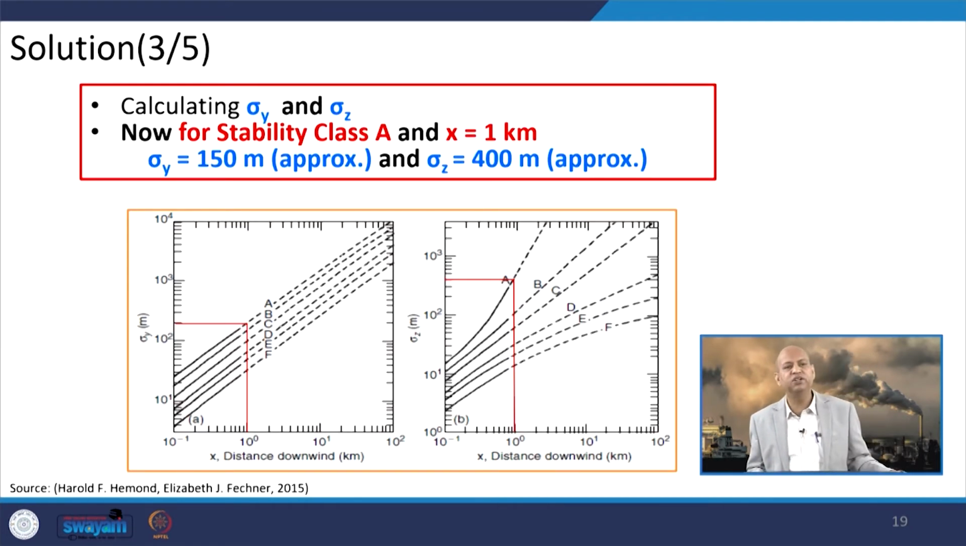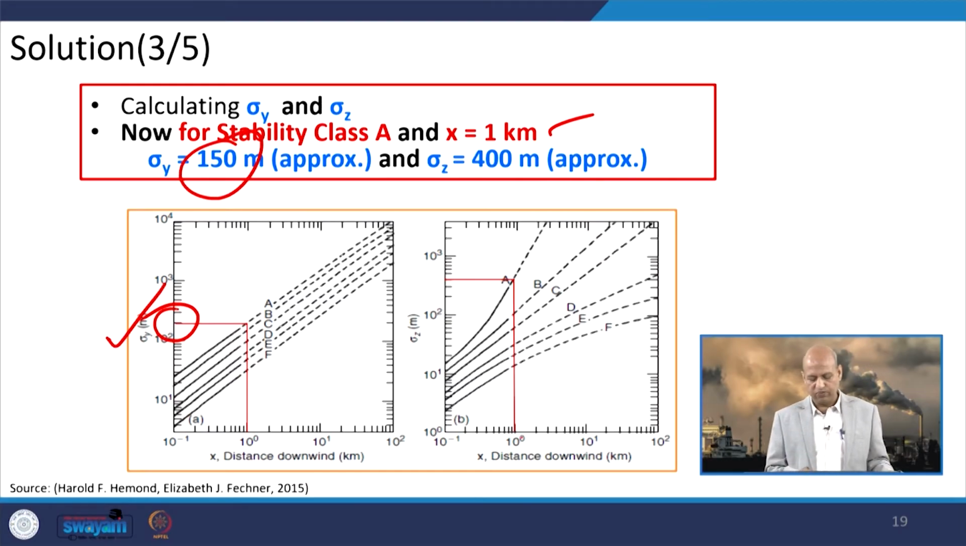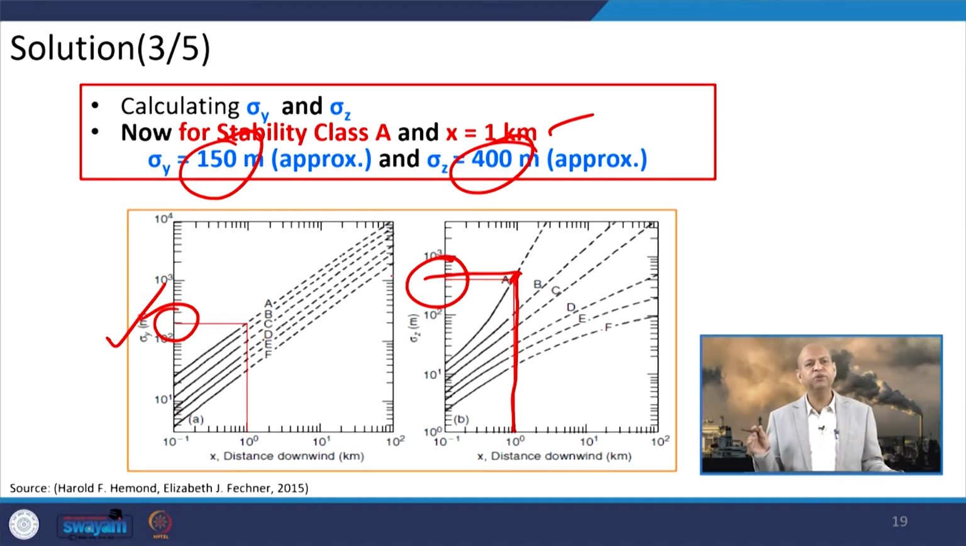Now, we need to calculate sigma y and sigma z. The stability classification we already know, it is given as A, and the downwind distance is given as 1 kilometer. For sigma y, we go to 1 kilometer, go up to the curve for stability classification A, then go left wherever it intersects, and that is the sigma y value, around 150 meter. Similarly, for sigma z, go to 1 kilometer on the x axis, go up to the curve for classification A, then go left, and sigma z is around 400 meter. So, sigma y and sigma z values we have calculated from these curves.